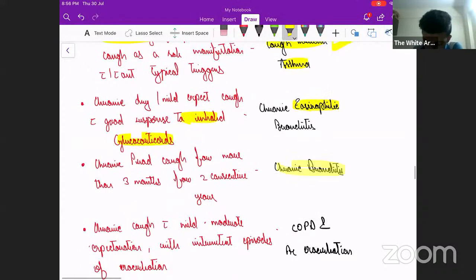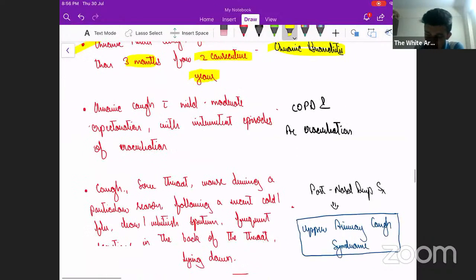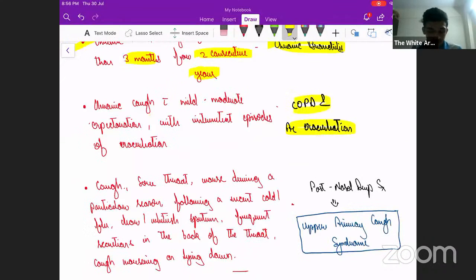Okay. Next comes chronic bronchitis. So this by definition is chronic productive cough for more than 3 months for 2 consecutive years. So this you will study in detail in COPD. So next will be COPD and acute exacerbation. In obstructive disorders, you will study in detail about chronic bronchitis. So in COPD and its acute exacerbation, there will be a history of smoking or some other stimulus that is present, chronic cough with mild to moderate expectoration with intermittent episodes of exacerbation. So any stimulus like infection, all those things will lead to exacerbation of the symptoms, which will lead to the deterioration of the patient.